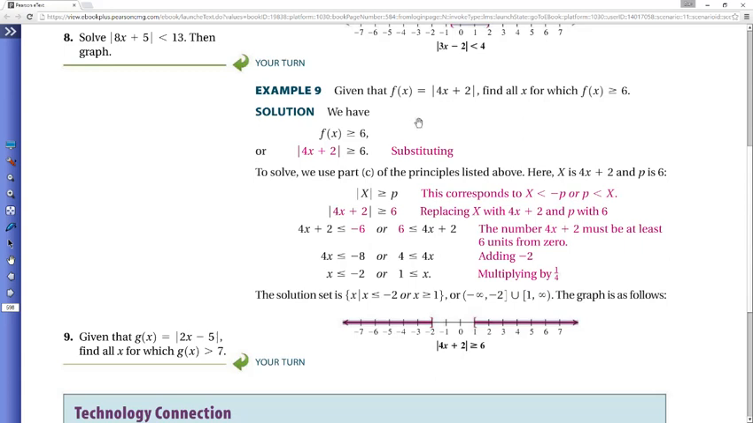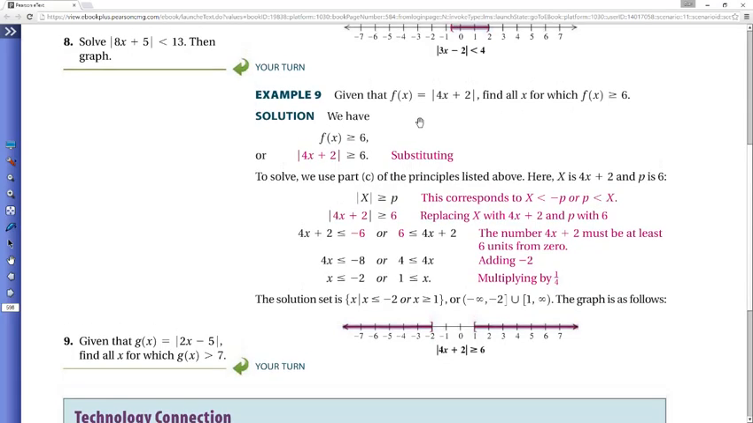Example 9 here, we have kind of a complex thing in here, and we can talk about this. f of x equals now the absolute value of 4x plus 2. But they want us to find all x for which f of x, or the result of this expression in absolute value, is greater than 6. So in other words, they're taking these two functions where they put a condition on that, and basically I build an inequality from that.